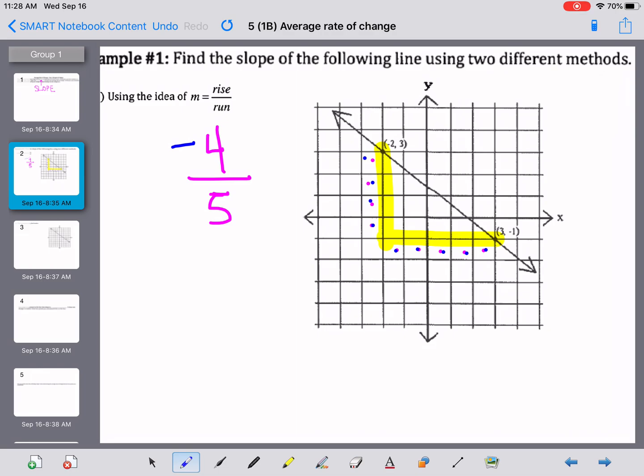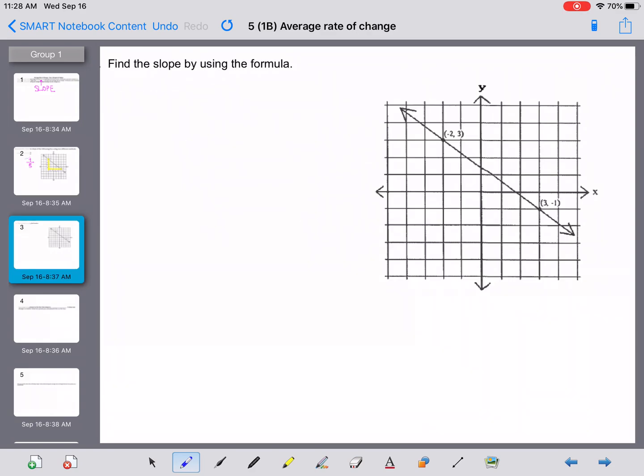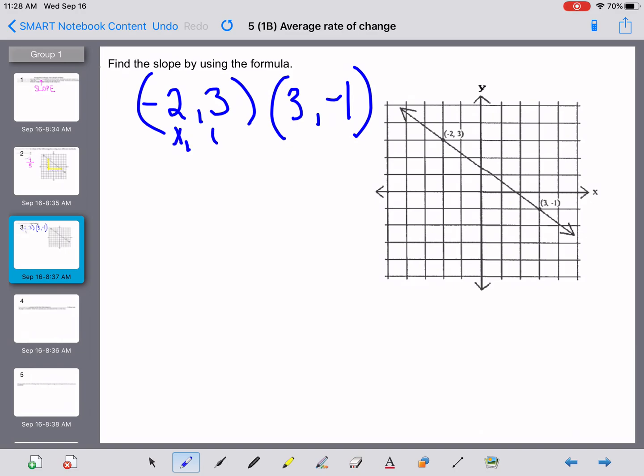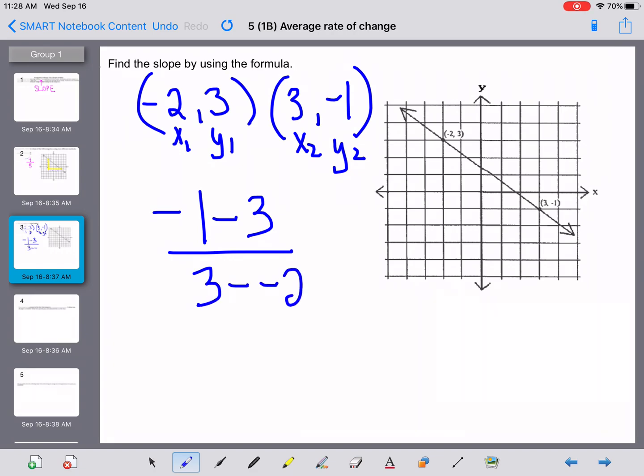And that's one way that we can calculate. This next page, I put find the slope by using the formula, because here's the other way, the change in y over the change in x. So remember, our 2 points are (-2, 3) and (3, -1). And if we label these, here's x1 and y1, x2 and y2, negative 1 minus 3, y2 minus y1, over x2 minus x1.